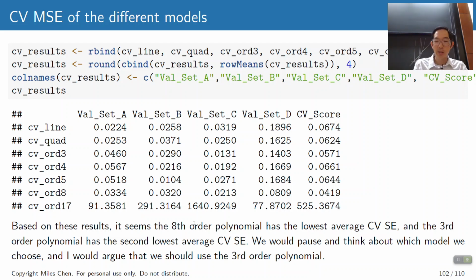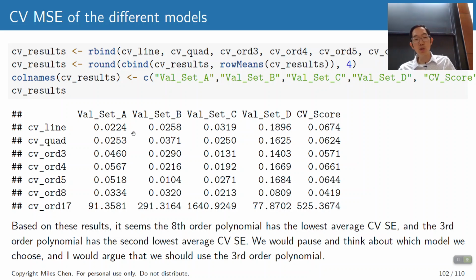So remember, I kept track of all of these things. Okay, so for the linear model, I fit it to validation set A, validation set B, validation set C, and validation set D. I repeated the process 4 times. I got 0.0224, 0.0258, 0.0319, and 0.1896, and the average is 0.0674. What do you think is going on?